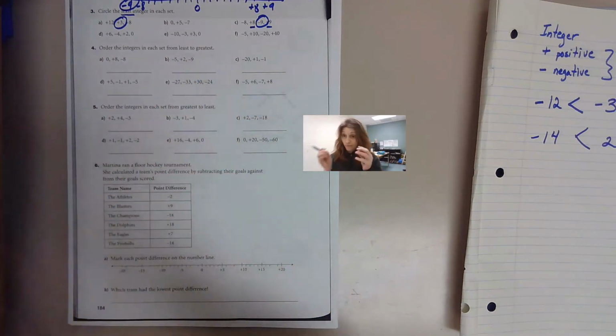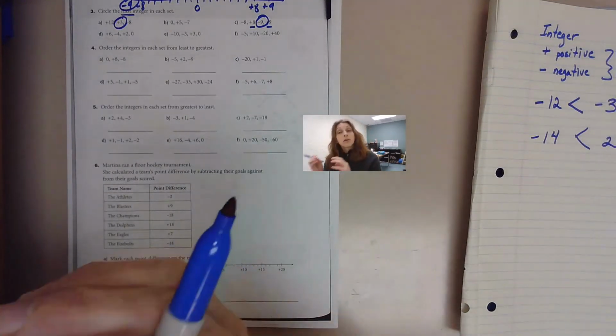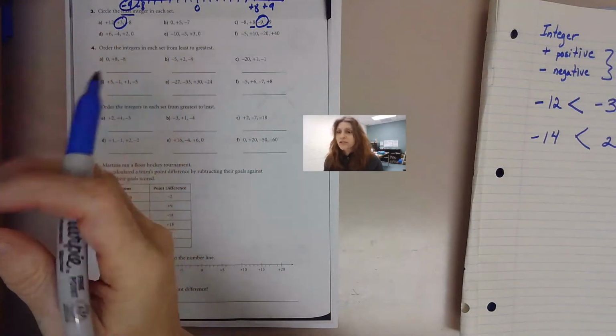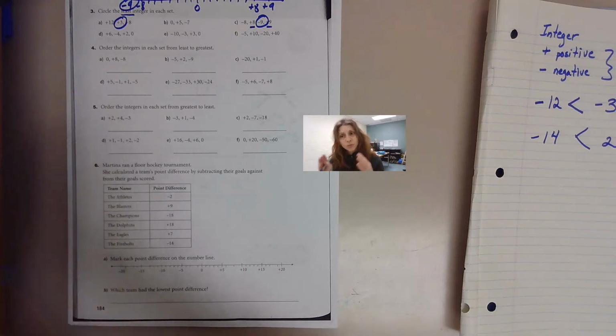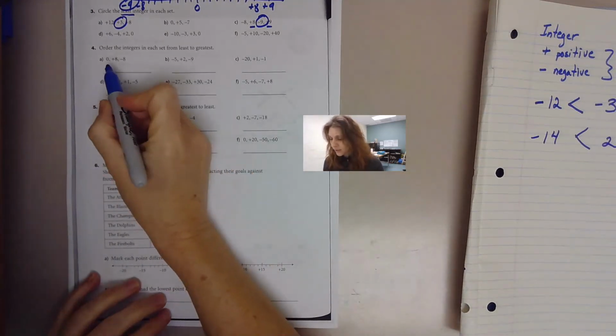Okay, 4, order the integers in each set from least to greatest. So again, we're going from the smallest amount to the largest amount. First things first, you're going to look for those negative integers. You know those are going to be some of the smaller numbers. Then you have to put those in order. Then you look for the positive numbers and you just put those in order.